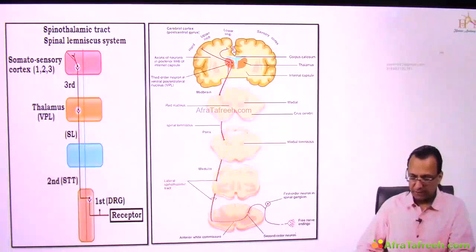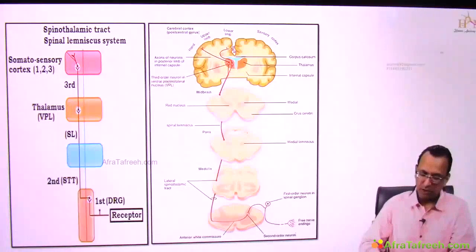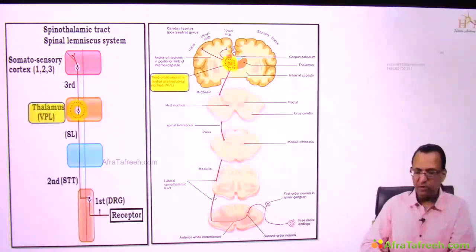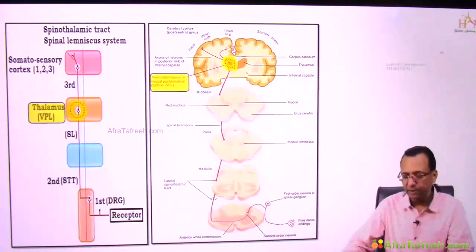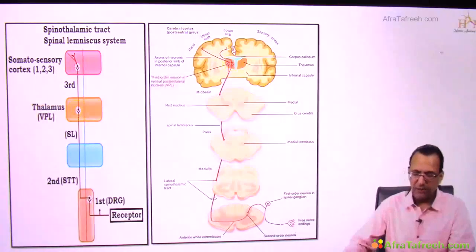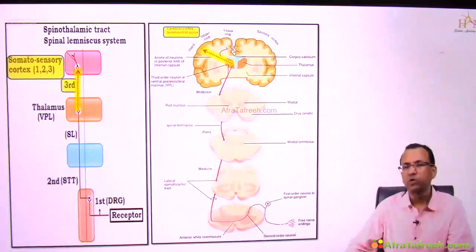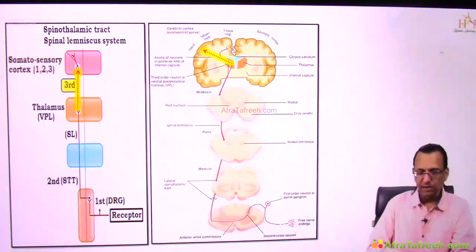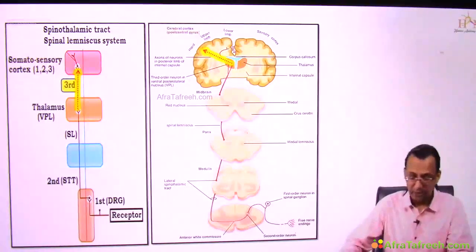So where is it synapsing? The third order neuron. Where is the third order neuron? Again in the thalamus, the VPL nucleus, the ventroposterior lateral nucleus, for pain and temperature of the body. The thalamus will send the third order neuron passing through the internal capsule. After passing the internal capsule, it goes to the cerebrum, areas 1, 2, 3, which is the postcentral gyrus. The parietal sensory cortex receives pain and temperature of the body from the opposite side of the body.